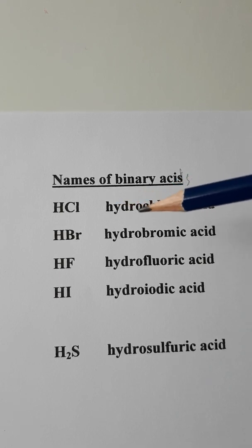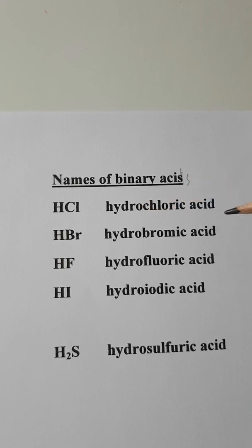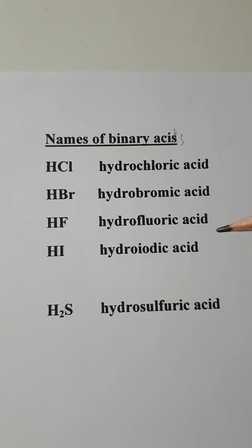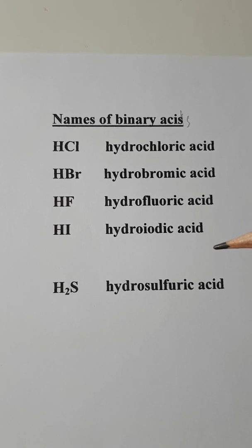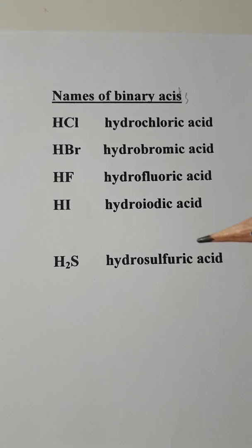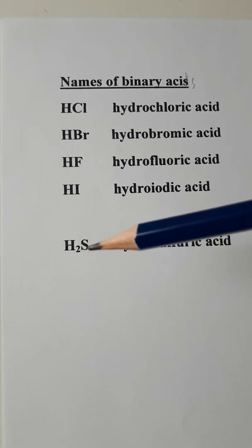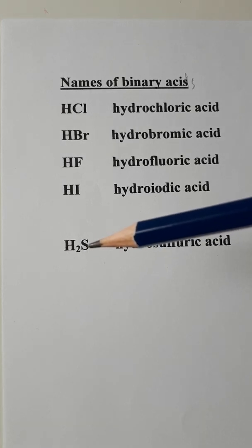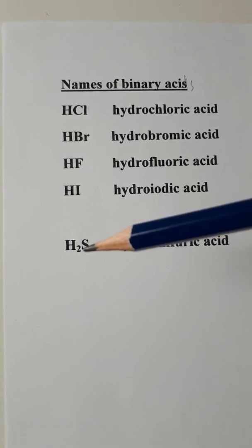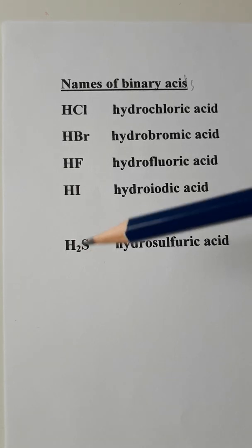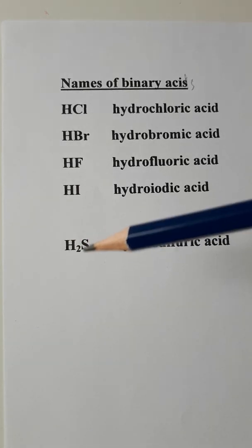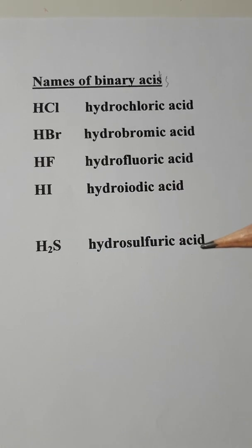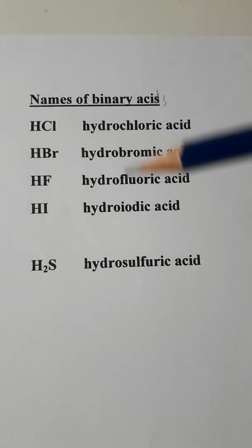The word hydro comes to the front. Hydrochloric acid, HBr, hydrobromic acid, hydrofluoric acid, hydroiodic acid, and with S, because of the charge of S, remember S was under oxygen, it is making S2 minus, therefore you need 2 H's to make the acid. So the name of this is hydrosulfuric acid, following the same pattern.